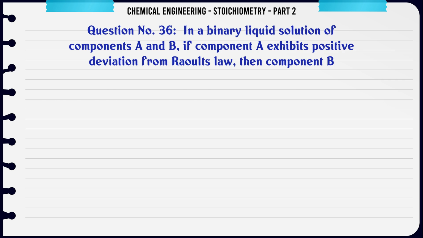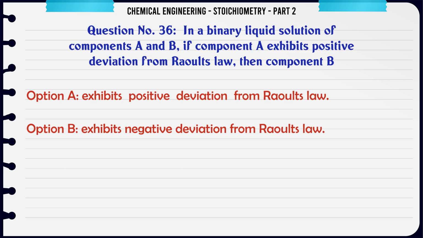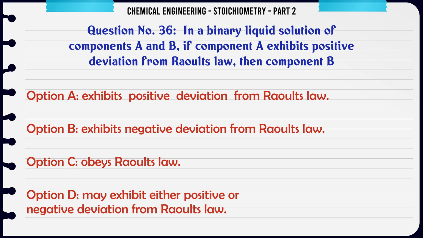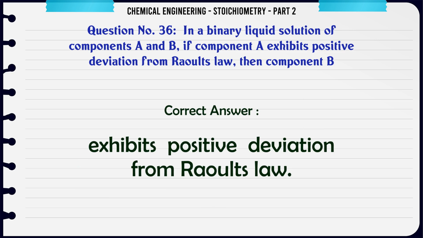In a binary liquid solution of components A and B, if component A exhibits positive deviation from Raoult's law, then component B: A. exhibits positive deviation from Raoult's law, B. exhibits negative deviation from Raoult's law, C. obeys Raoult's law, D. may exhibit either positive or negative deviation from Raoult's law. The correct answer is exhibits positive deviation from Raoult's law.